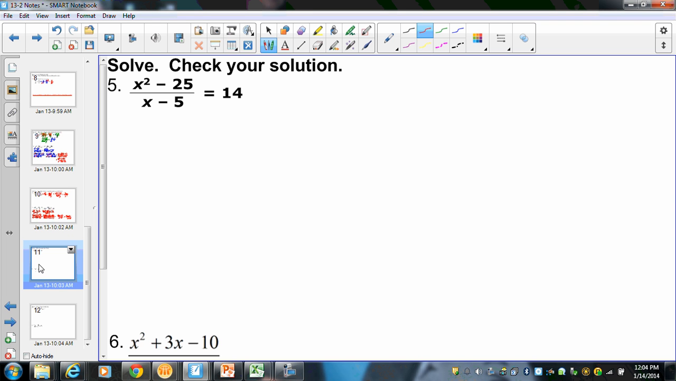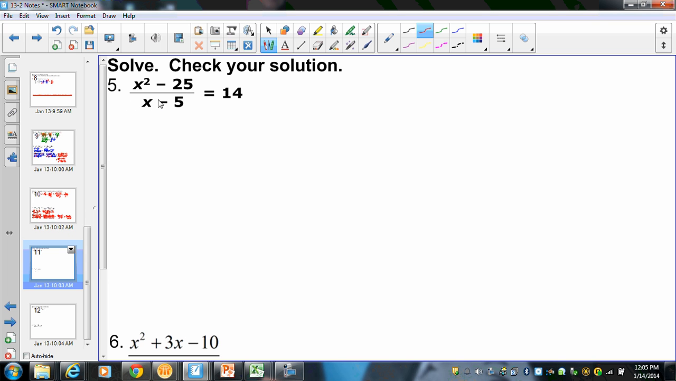For number 5 here, I have x squared minus 25 over x minus 5 is equal to 14. Now some of you at this moment may be inclined to try to take the x minus 5 and multiply it over to the 14 so that we don't have a fraction anymore. That's certainly a possibility, but my personal suggestion is to try to simplify this expression before you do any moving stuff to the other side or anything like that.